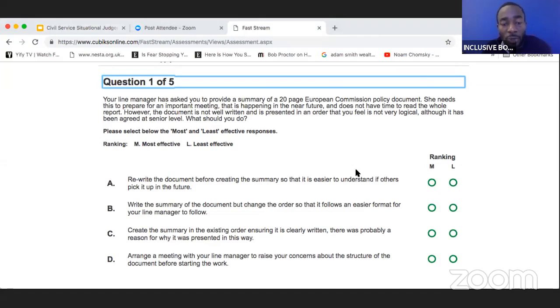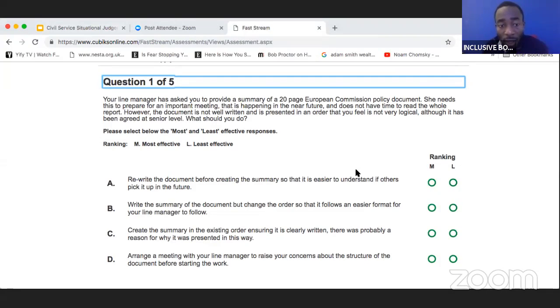So what you want to avoid is to change the document or the order, because someone who's written it in that way understands why they've written it that way. The last thing you want to do is change it, and then if they have to do a presentation, it messes up the flow and would not look good on their behalf. It disrupts the whole purpose of the document. Whereas option C is create the summary in the existing order, ensuring it is clearly written, as there was probably a reason for why it was presented in this way. So now you can see why this option is the most effective.